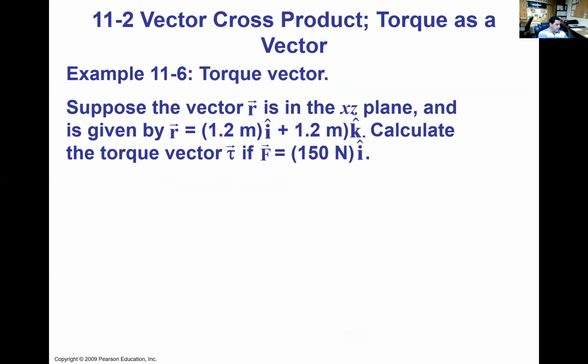So let's do an example of this. What does it mean? Okay, so you have this torque vector. Suppose the vector R is in the XZ plane and is given by R equals 1.2 I plus 1.2 K. Calculate the torque vector T if the force is 150 newtons in the I. Okay. Let's switch over to the whiteboard.